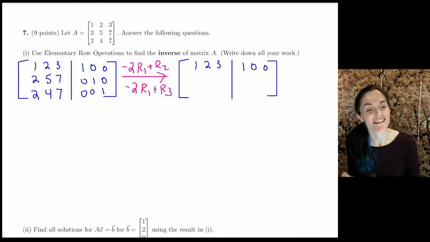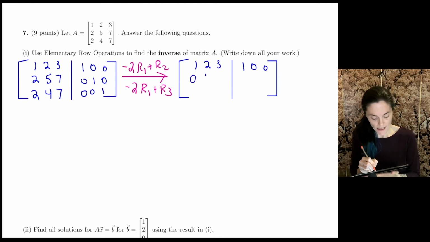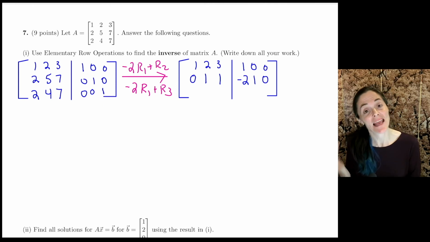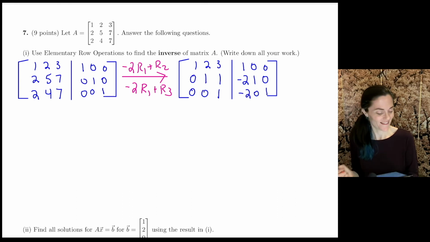Row 1, I have not changed. Row 2, we have 0. We have 5 minus 4. We have 7 minus 6. And then we have negative 2 here, 1, 0. Okay, this is row 2. Now for row 3, we have 0. We have 0. And then 7 minus 6, and there's a minus 2 here, 0, 1.